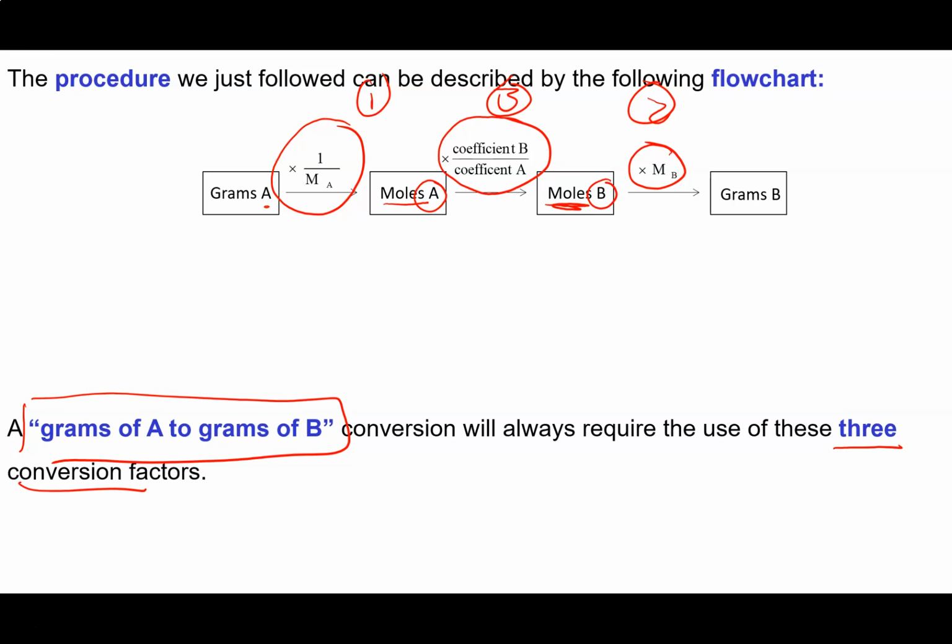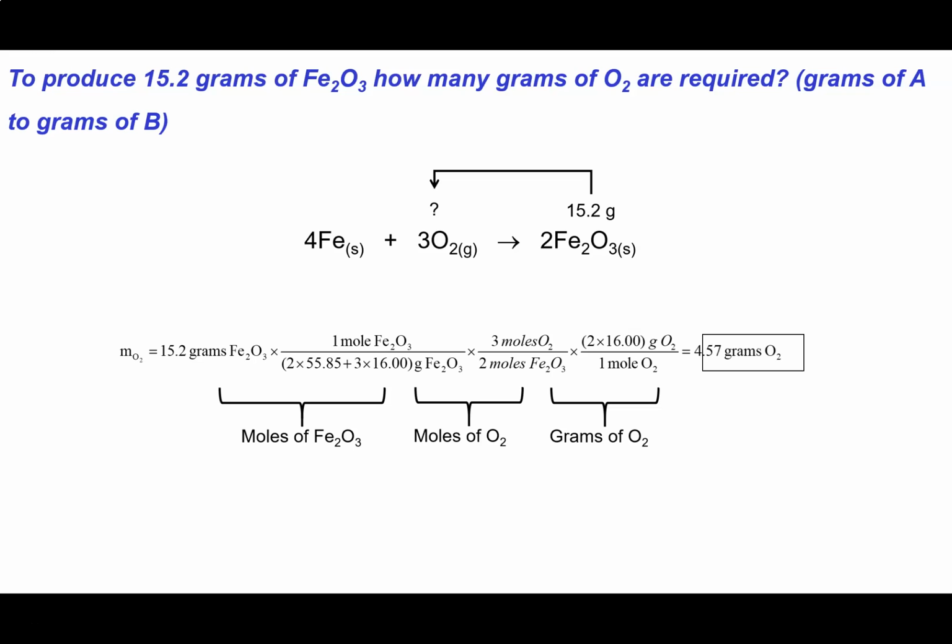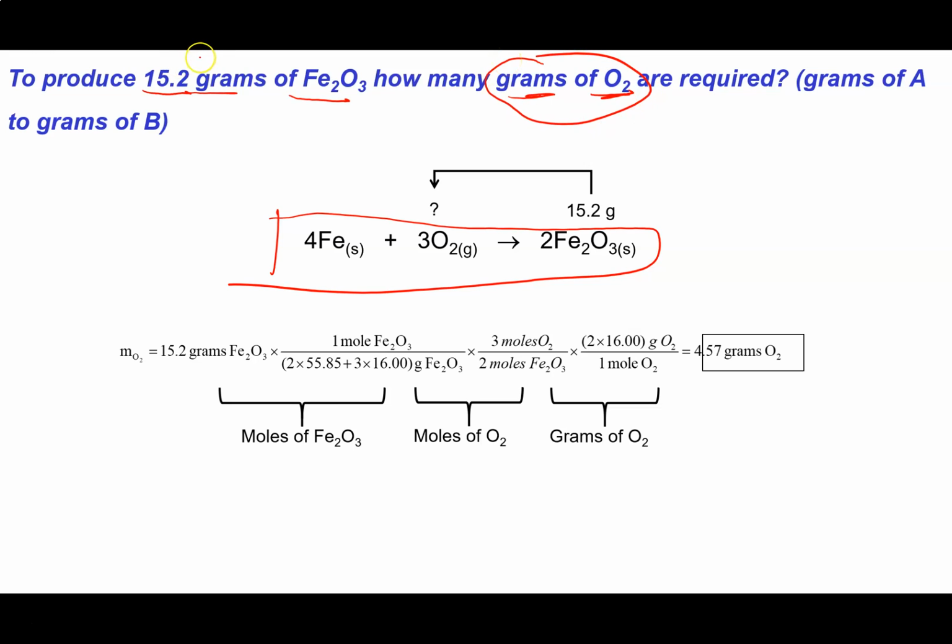Okay, so here's one where we're going to begin with a product and work our way back to a reactant. So we have our balanced chemical equation. We saw one like this earlier, and it says if I want to make 15.2 grams of iron 3 oxide, how many grams, and I have to be careful to pay attention to my units here, of oxygen are required. So we can see we're going from grams of Fe2O3 to grams of O2. So this is definitely a grams of A to grams of B.